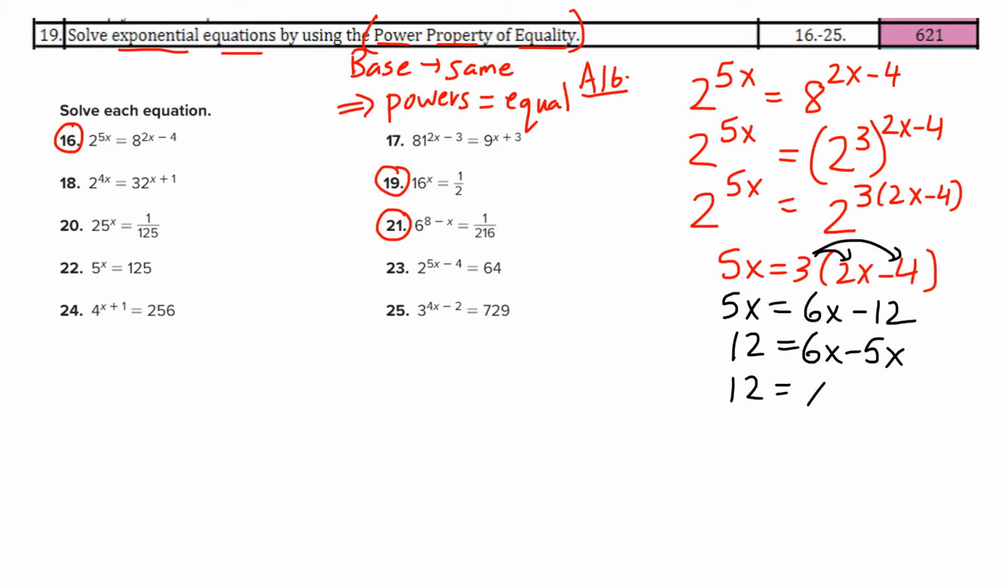So 12 is equal to x. That's my answer. That's what we wanted, the value of x. We wanted to solve for x. So khalas, that's the solution. Okay, so that was easy, question 16.